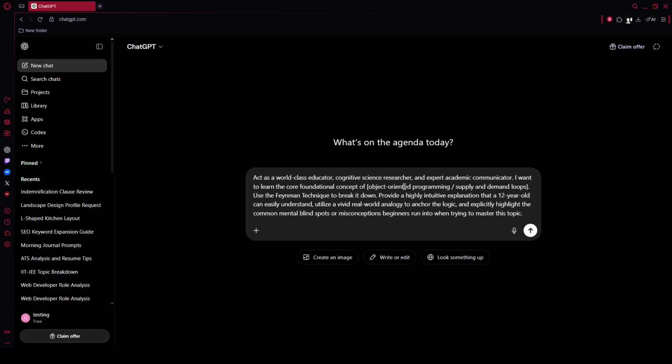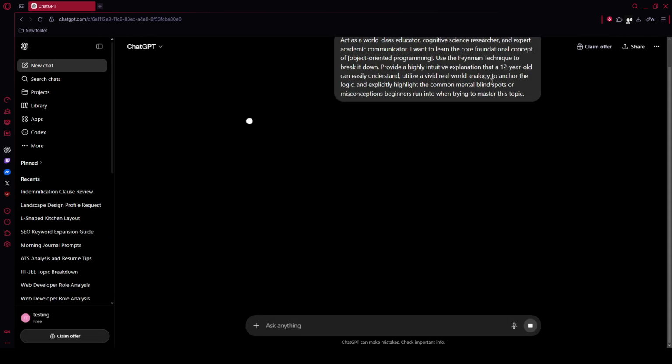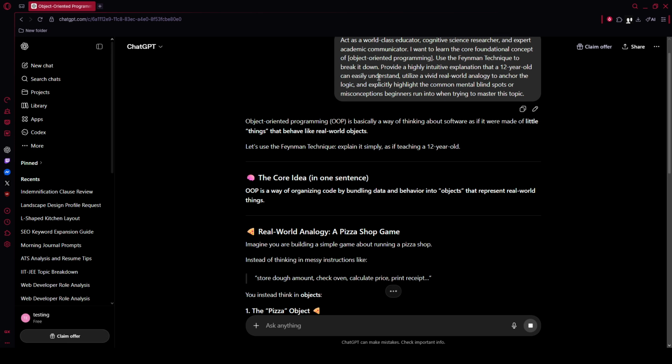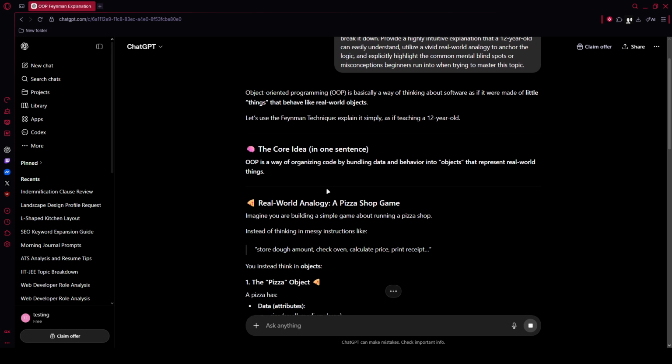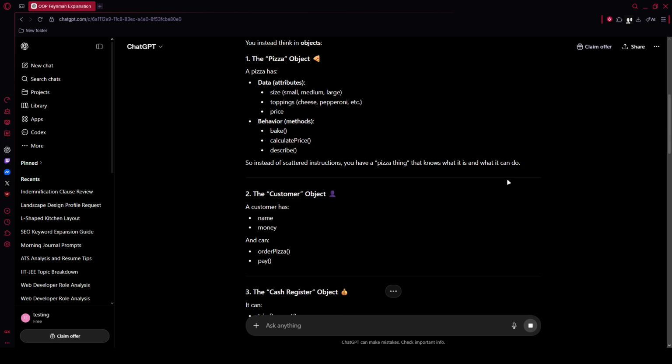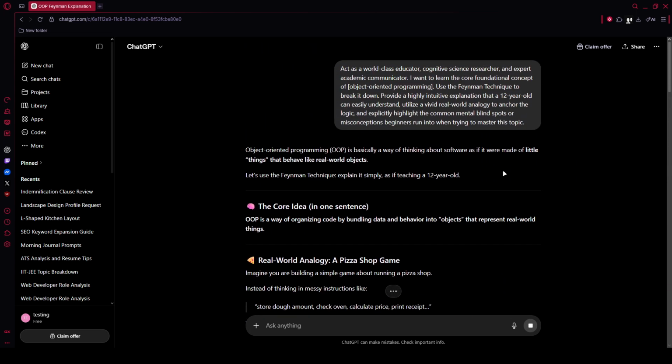I want to learn the core foundational concept of [insert complex topic, e.g., object-oriented programming, supply and demand loops]. Use the Feynman technique to break it down, provide a highly intuitive explanation that a 12-year-old can easily understand. Utilize a vivid real-world analogy to anchor the logic and explicitly highlight the common mental blind spots or misconceptions beginners run into when trying to master this topic."